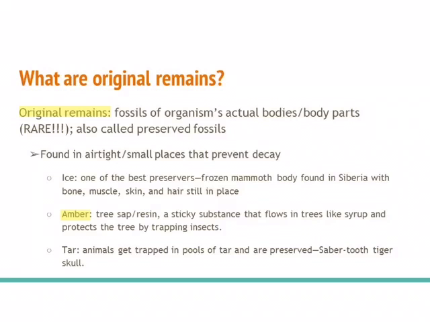Original remains are a rare type of fossil, but they are the actual body parts of the organism. They're found in places that prevent decay, which is why they're so rare. This is something like ice. We've been talking about ice cores this week, so something like that would preserve a living thing. Amber, which is what you see in the movie Jurassic Park with the mosquito, a sticky tree sap that would trap the insect, or tar, which is a really sticky material that could preserve a living thing.